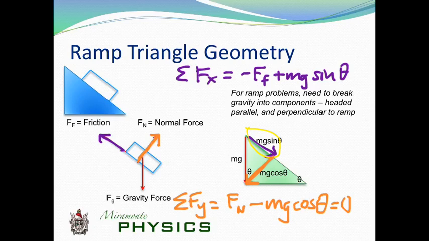Now we know that the block is not accelerating perpendicular to the ramp, and so we can set up all the forces. The sum of the forces in the y direction is going to be equal to 0. So we have the normal force pushing up, I'm defining up as positive, and then we have that component of the gravitational force that is holding it against that ramp. So now we could solve the problem, set the normal force equal to mg cosine theta, and solve. So that's just a little bit of geometry review as it becomes useful as we go forward.